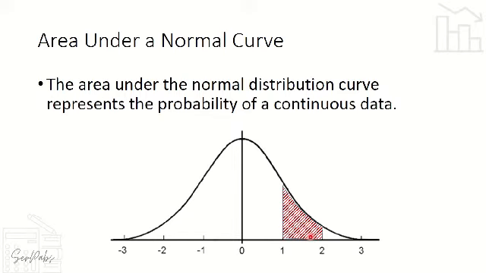So in order for us to give the probability of this given data between 1 and 2, we will consider the area of the graph. Consider natin yung area ng ating normal curve. The area under a normal curve.